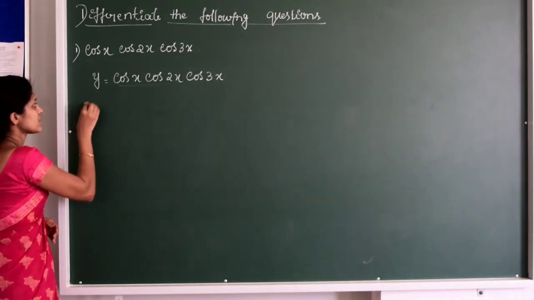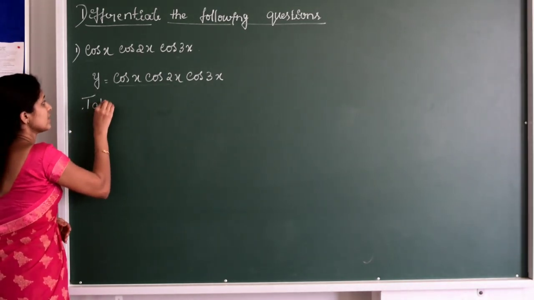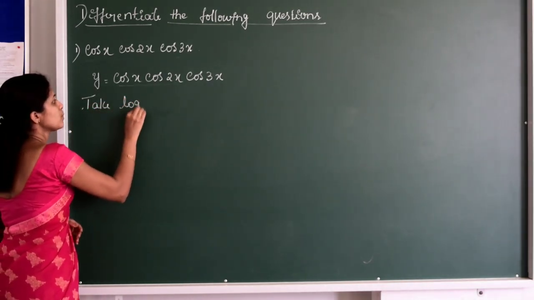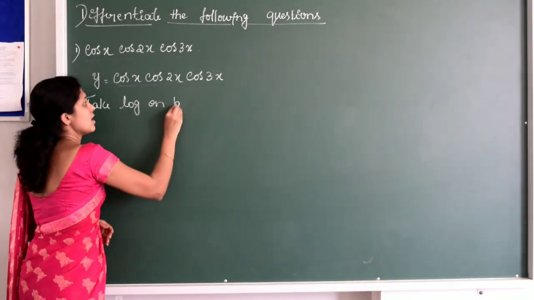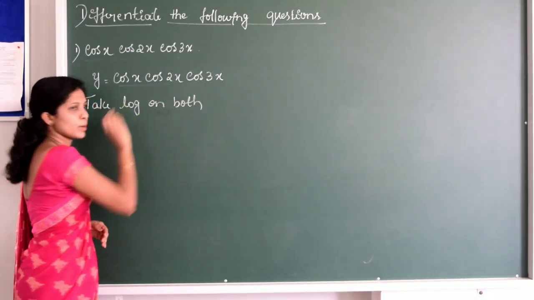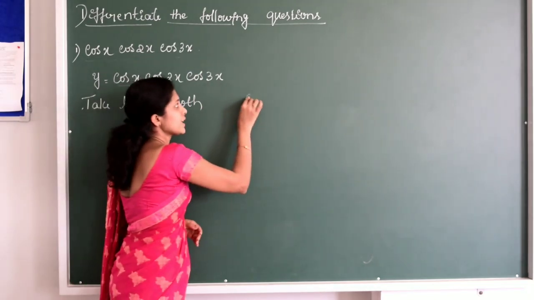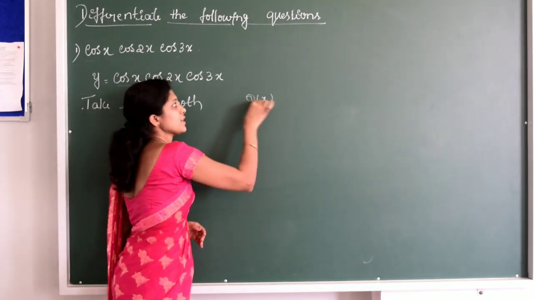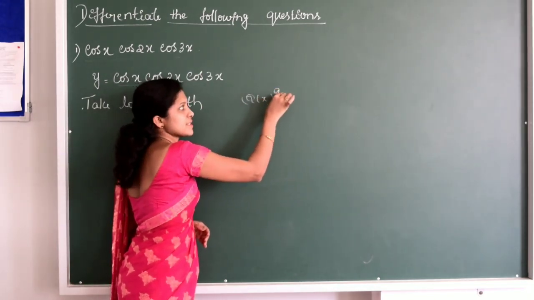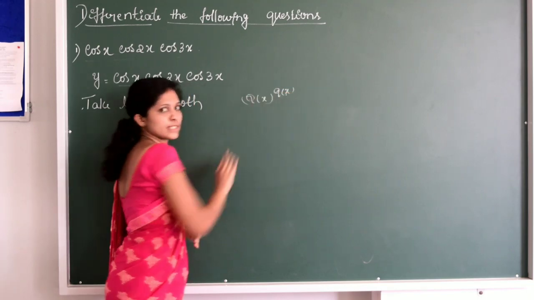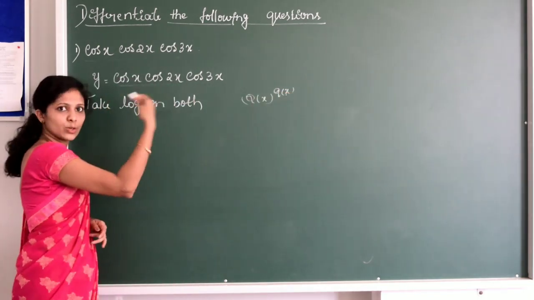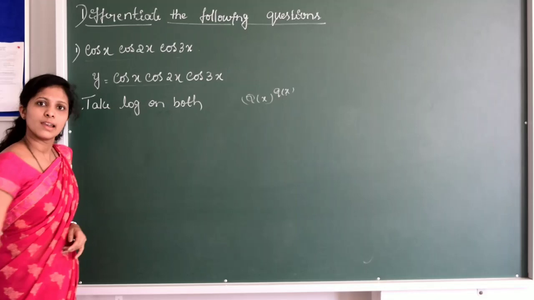Is it clear? Take log on both sides. Actually, logarithm you have to apply when the function is of the form where one function will be there, to the power another function. For this it is compulsory. Is it clear? For this it is compulsory. But here the product rule is there. You can go with the product rule or you can take log on both sides.